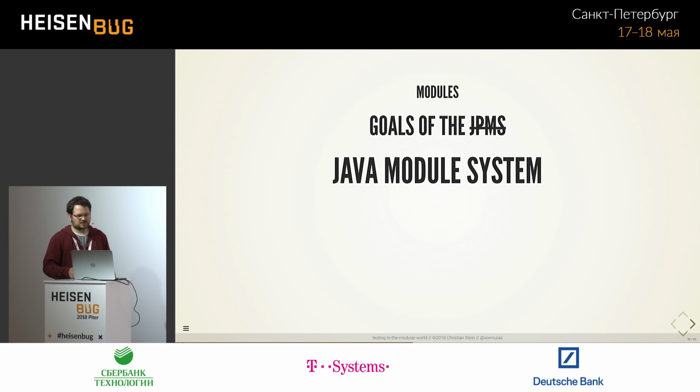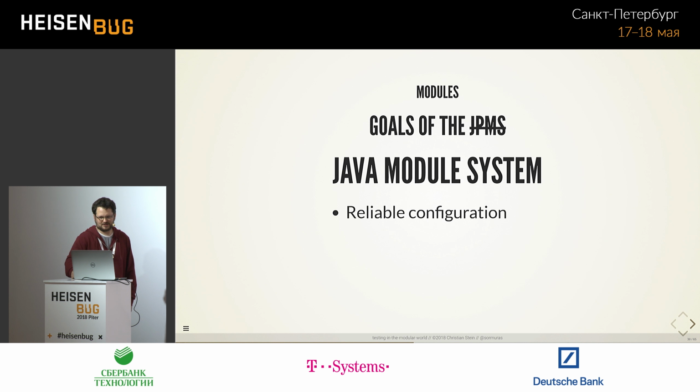And what were the goals of the JPMS, I should not call it like this. Mark Reinhold said it sounds like a disease or a very bad condition in the health system. So it's the Java Module System. Reliable configuration is one of the goals of the Java Module System.